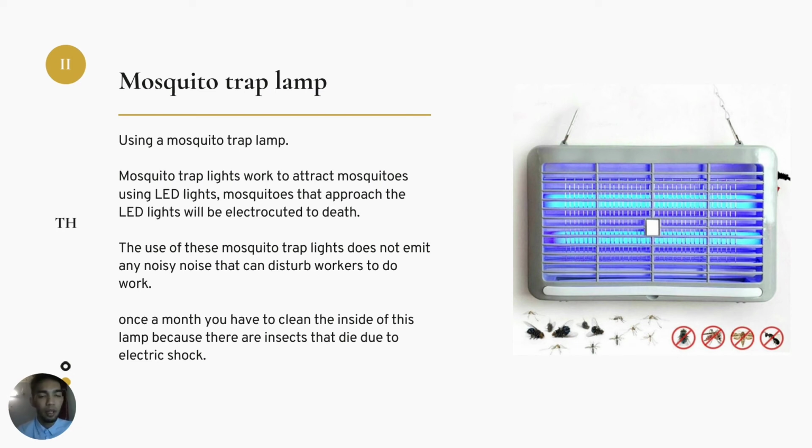Mosquito trap light works to attract mosquitoes using an LED light. Mosquitoes that approach the LED light will be electrocuted to death. The use of this mosquito trap light is safe as it does not emit harmful chemicals on workers. It does not emit any noise that can disturb workers doing work. This mosquito trap light can be used in the workplace, either outdoor or indoor. Once a month, you have to clean the inside of this lamp because the mosquitoes inside it die due to electric shock.